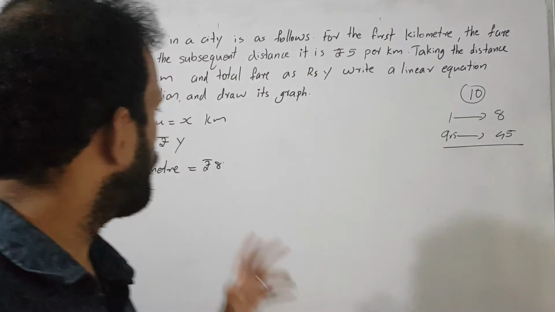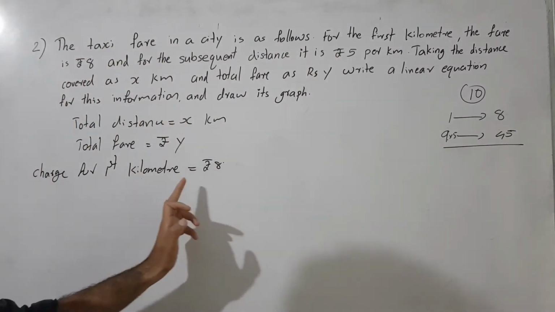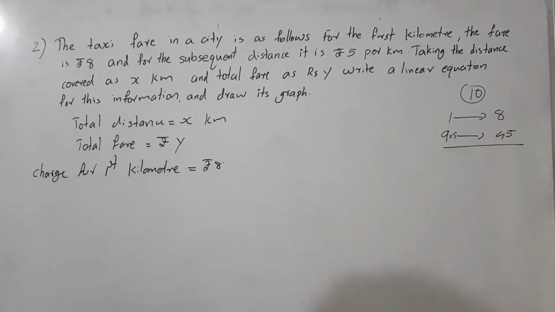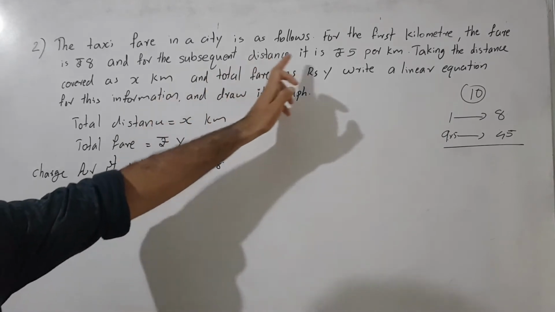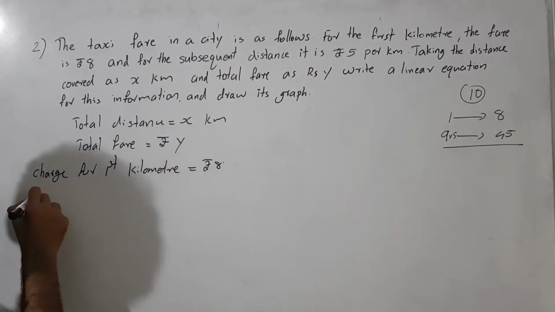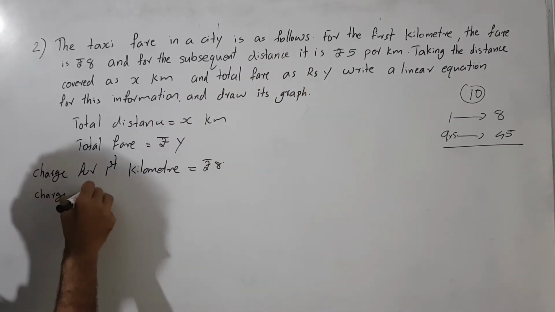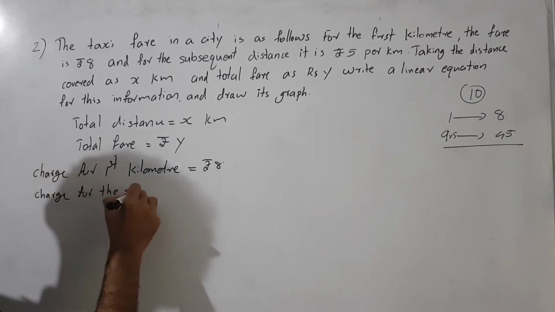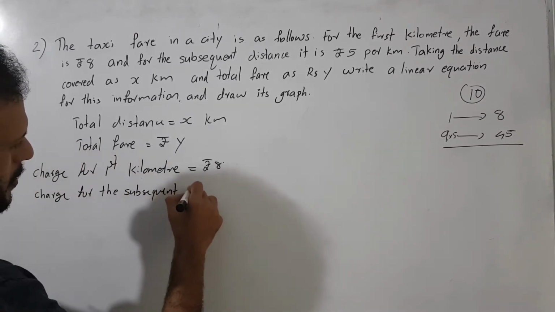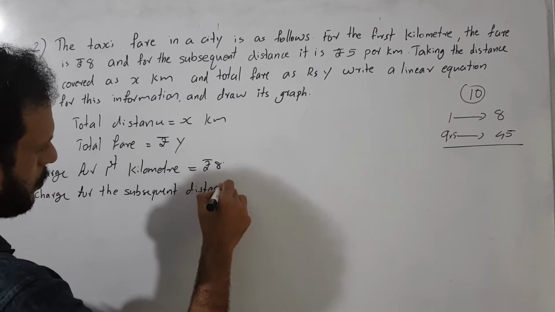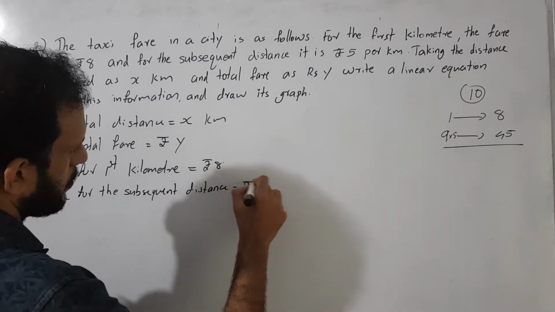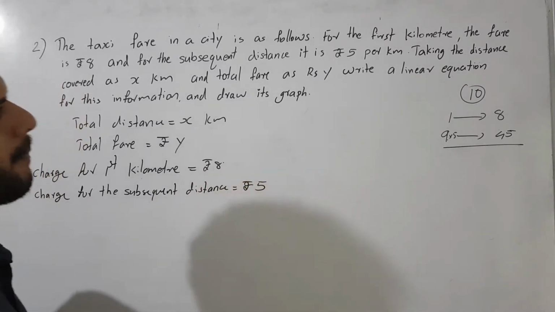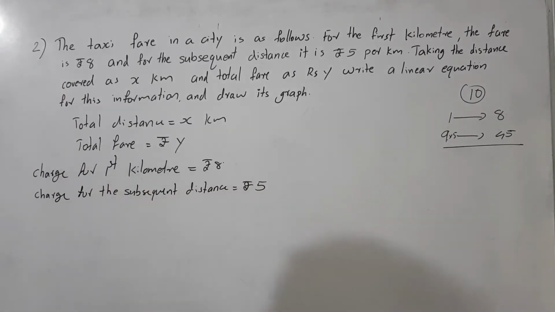ഓക്കെ, സോ ഹിയർ ദ ചാർജ് ഫോർ ദ ഫസ്റ്റ് കിലോമീറ്റർ ഈസ് ഈക്വൽ ടു ₹8. ദെൻ ചാർജ് ഫോർ ദ സബ്സീക്വൻറ്റ് ഡിസ്റ്റൻസ് ഈസ് ഈക്വൽ ടു ₹5. Okay, then what is the total distance?